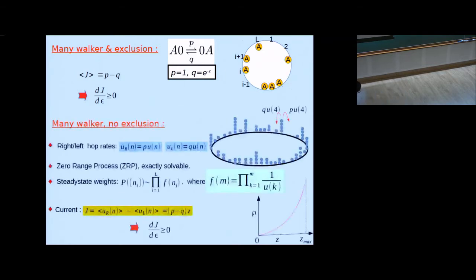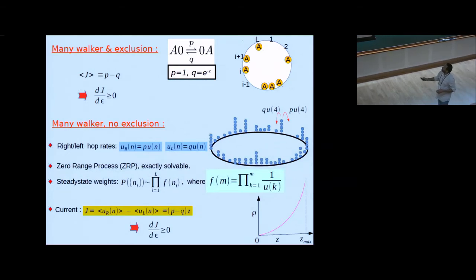Let's go further. You take many walkers, but with no exclusion. Let us say a site is not limited to one particle, it can have many particles. In that case you have a dynamics where a particle can go to the right or left, decided by P and Q. The right move is P times some u_n, where u_n is a rate that depends on the number of particles on the site, some function. I don't need to know the function. To the right it is P, and to the left it is Q.